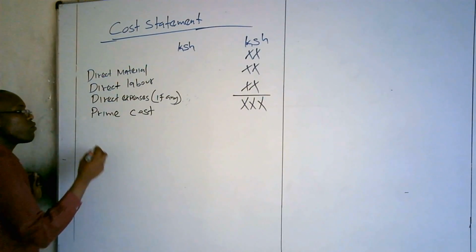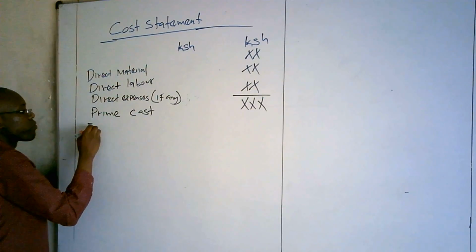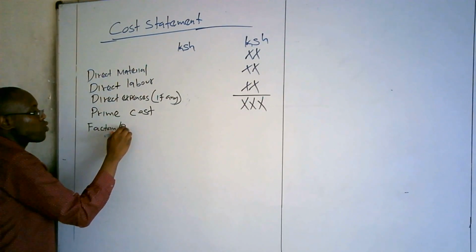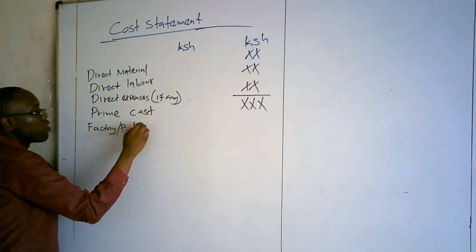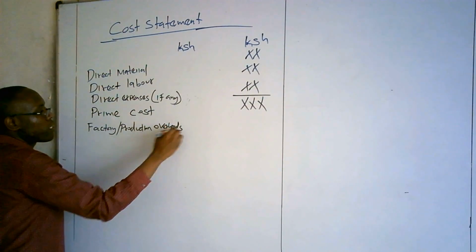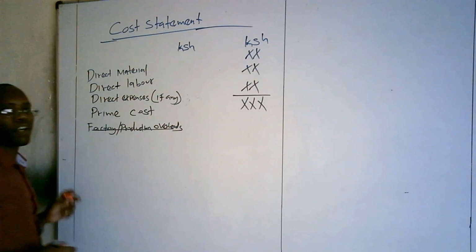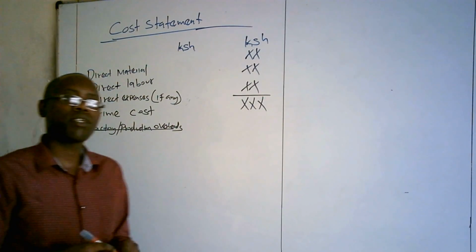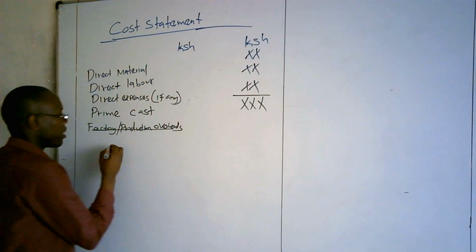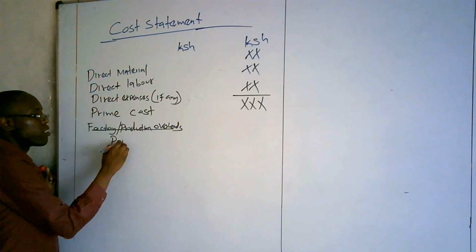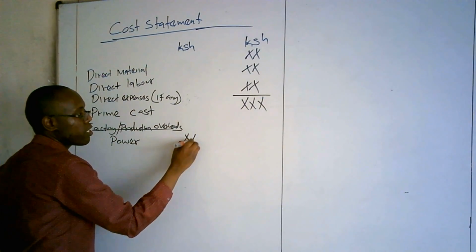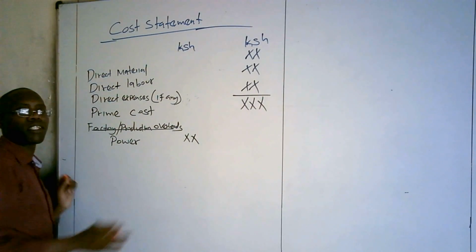And then we are going to go to what we call the factory stroke production overheads. These are those expenses that are incurred in the factory. That's why we call them factory stroke production overheads. Some of them are like power. Power can be used in the factory, so I'm going to capture it here in the first column.